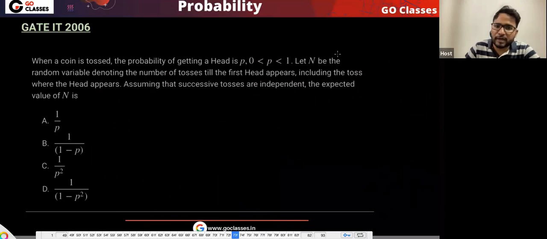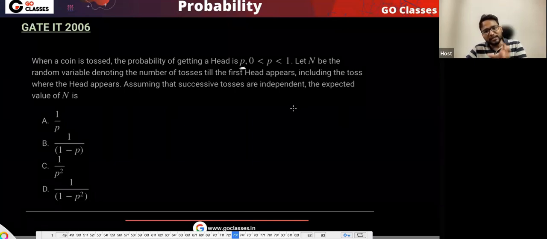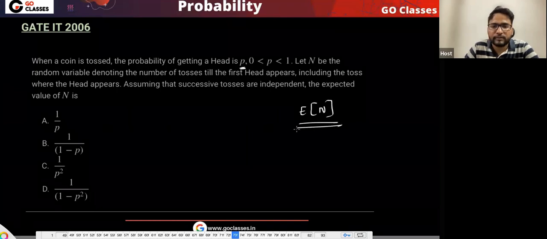This question has been asked in GATE 2006. They are saying a coin is tossed. The probability of getting head is P. Now, let n be the random variable denoting the number of tosses till the first head appears. So n is the random variable, the number of tosses till the first head appears. Then they are asking the expected value of n. Basically, they are asking how many tosses you need till the first head appears on average.